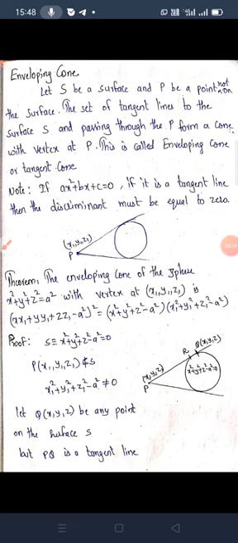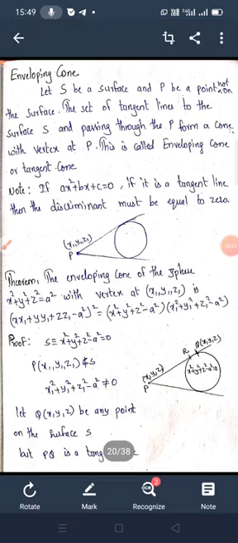Listen carefully. Let S be a surface and P be any point not on the surface. The set of all tangent lines to the surface passing through the fixed point P forms a cone with a vertex. This cone is called an enveloping cone.